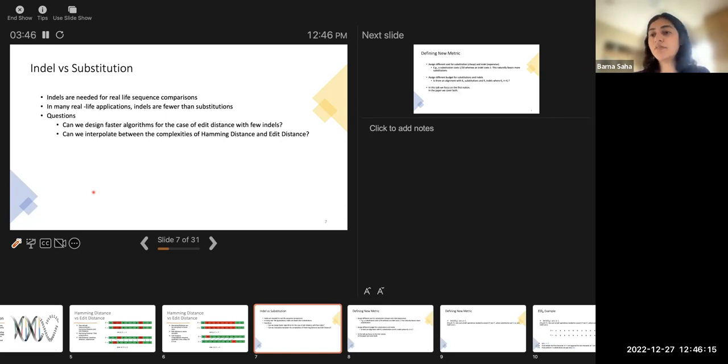So the question that we are asking is: can we design faster algorithms for the case of edit distance with few indels? Is it more like Hamming distance or is it more like edit distance? Can we provide an interpolation between the complexities of Hamming distance and edit distance, from linear to quadratic, by modifying the substitution to indel ratio?